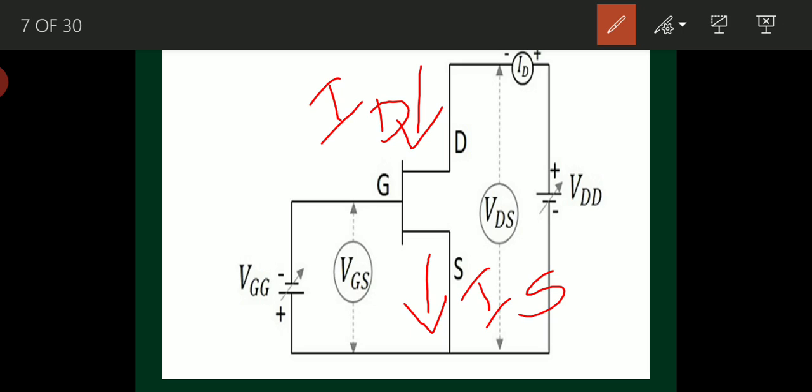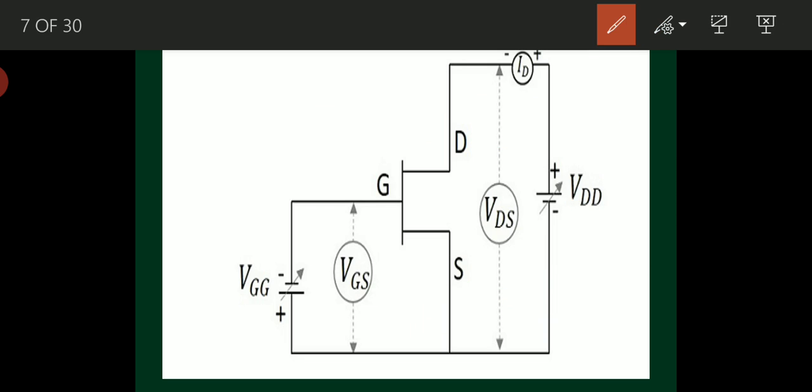So let us move on to characteristics. Let us take the schematic again to get a good idea about the characteristics of n-channel JFET, right?